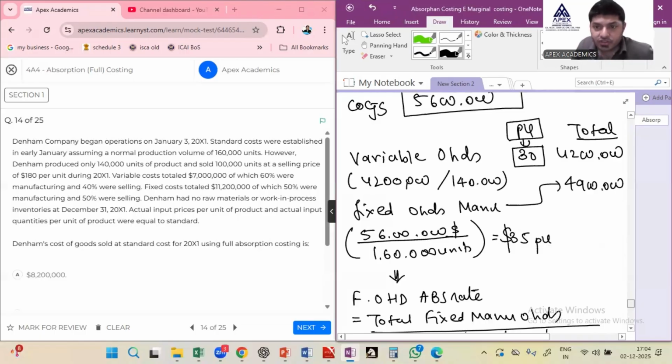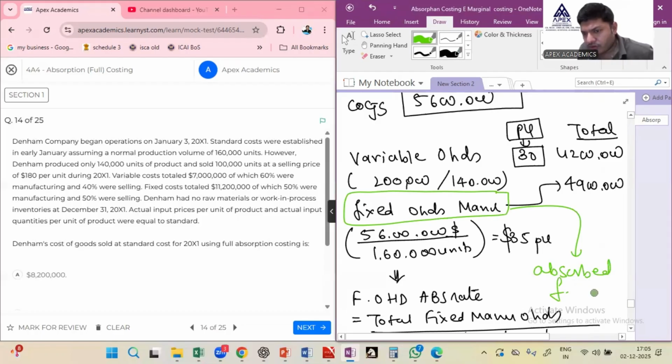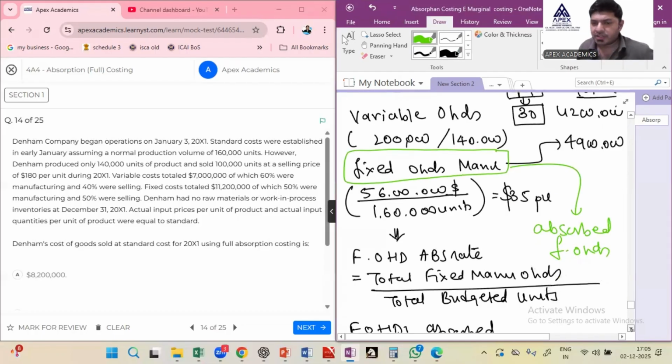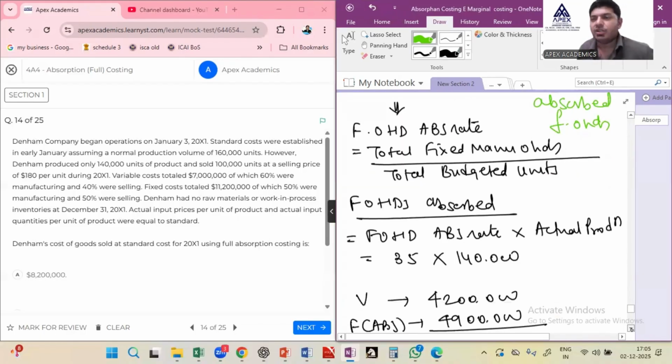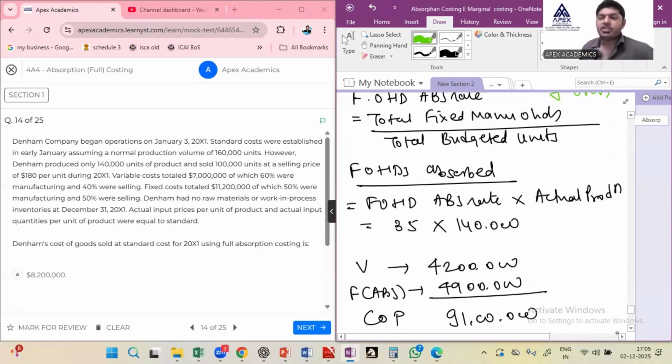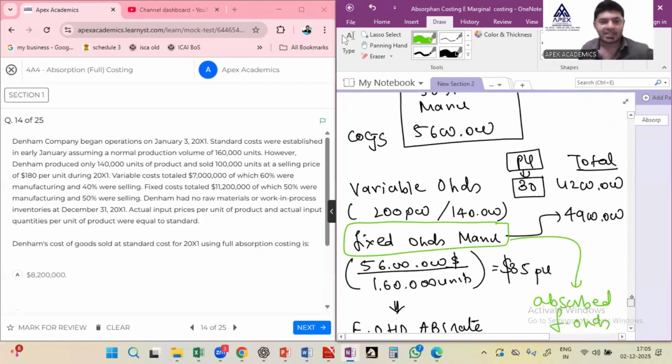Obviously, the fixed overheads that are going to be considered as a part of my COGS are going to be my absorbed fixed overheads. Absorbed fixed overheads is equal to the fixed overhead absorption rate, which is the total manufacturing fixed overheads divided by the total budgeted units, which is nothing but 56 lakhs divided by 1,60,000.